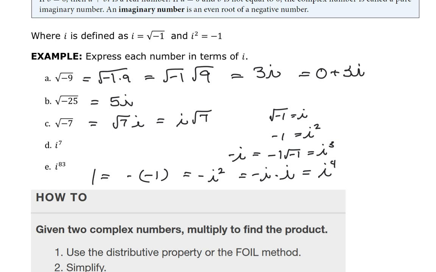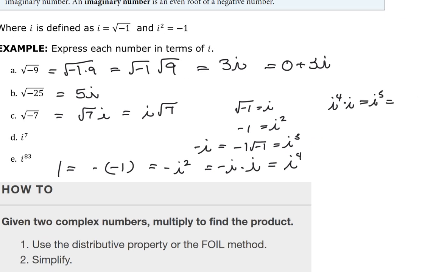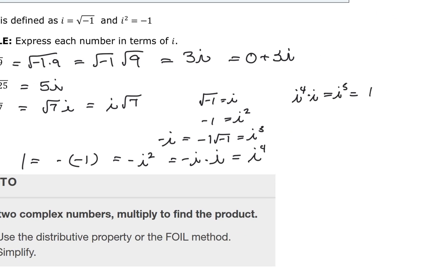So then i to the 4th multiplied by i must be i to the 5th, which is just i to the 4th, which is 1, multiplied by i. So this is just i. So I'm actually back to where I started from. Now since I'm back to where I started, I can figure out any power of i as long as I write it as a multiple of 4 and then something else.